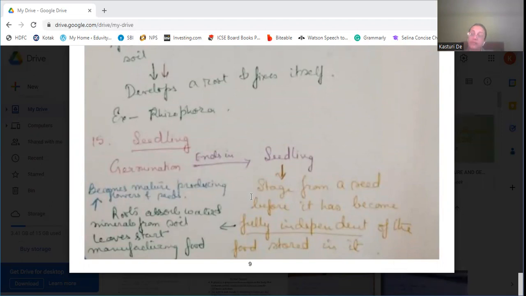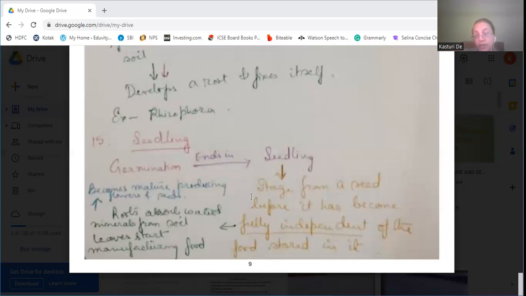Now the seedling has grown. After the seed has dropped in the soil, the plumule has come out, and the radicle has come out. The plumule will grow into the shoot system, and the radicle will grow into the root system. So germination ends up in a seedling. Now the seedling is the stage from a seed before it has become fully independent of the food stored in it. So till it has used up all the food and can independently create its own food, it is known as a seedling.